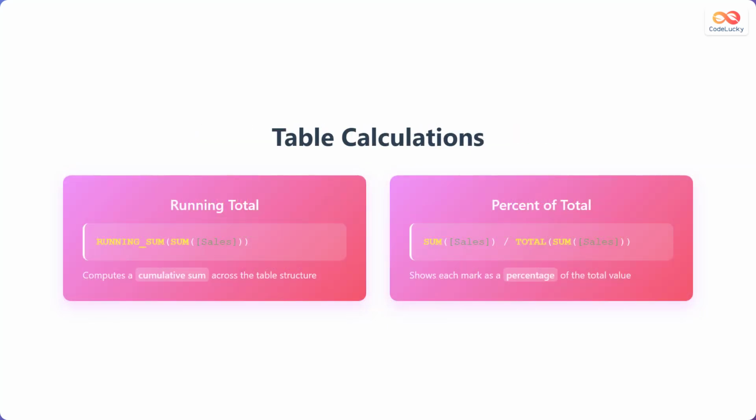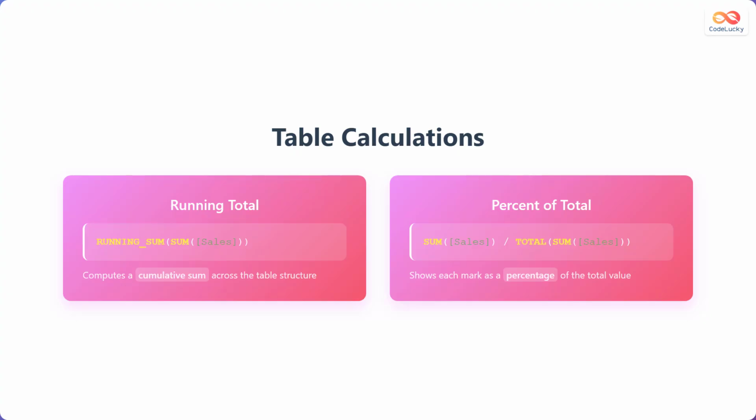Table calculations operate on the structure and layout of data within your visualization. They compute values based on the table structure rather than the raw data source. Running totals are one of the most common table calculations, created using the running_sum function applied to your measure. This calculates cumulative values as you move through your data table.